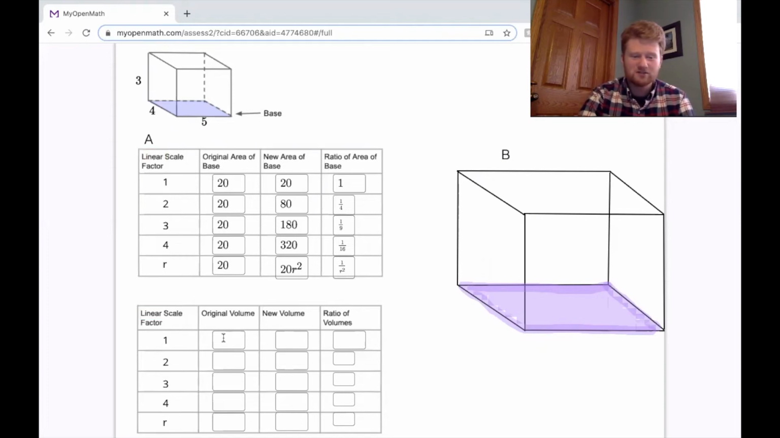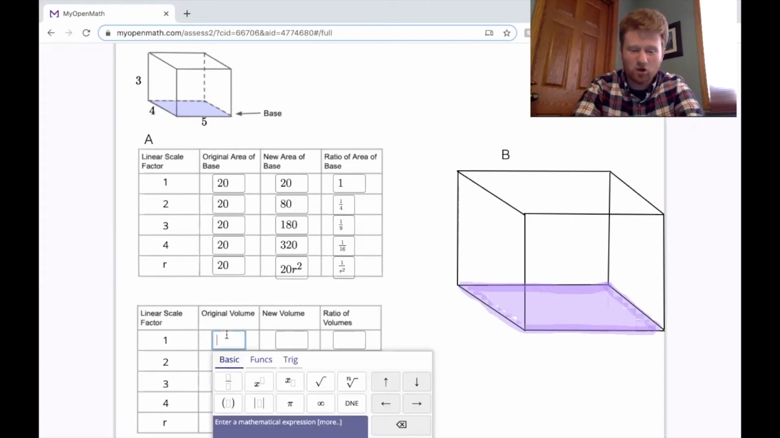So our original volume, how do we find the volume of this shape? We studied that just recently, just last week. And so what we did is the area of the base times the height. And actually for a rectangular prism, it's fairly straightforward. You can simply go length times width times height. So here we'll have 5 times 4 times 3 gets the total of 60.